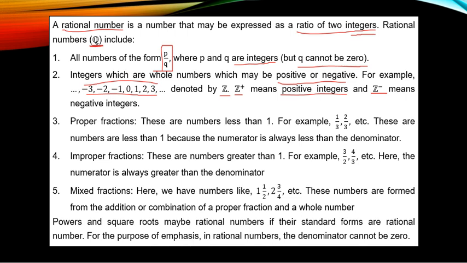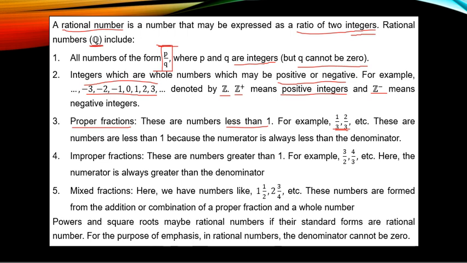Number 3, you have proper fractions. Proper fractions are numbers less than 1. For example, numbers like 1/3, 2/3. Now look at this number, compare it to p/q. So you can see that any number in proper fraction form is a rational number. These numbers are less than 1 because the numerator is always less than the denominator.